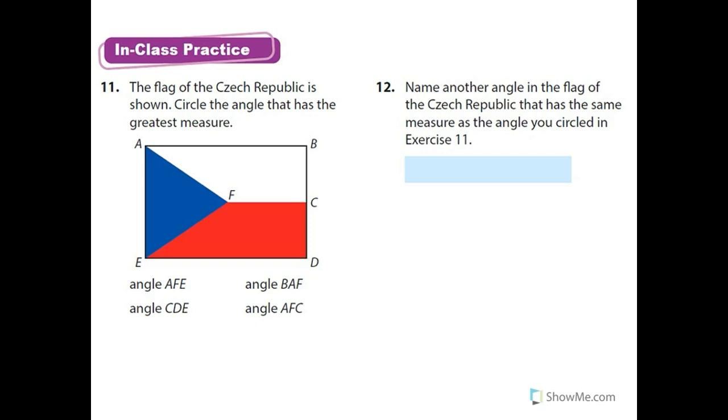Keeping that in mind, I want you to read and solve number 11. Let's go over this. The flag of the Czech Republic is shown. Circle the angle that has the greatest measure. This one is pretty big here. What is that? AFC. Number 12 says, name another angle in the flag of the Czech Republic that has the same measure as the angle you circled in exercise 11. Go ahead and find that one, and then we'll go over it.